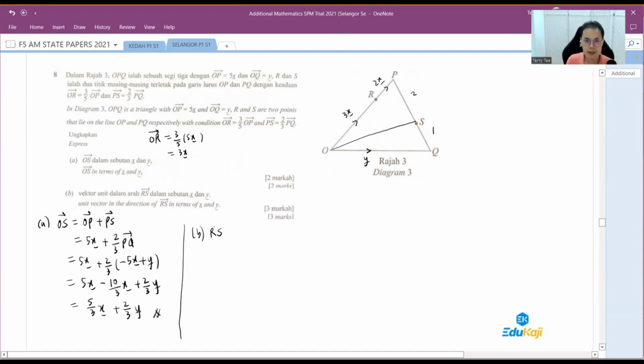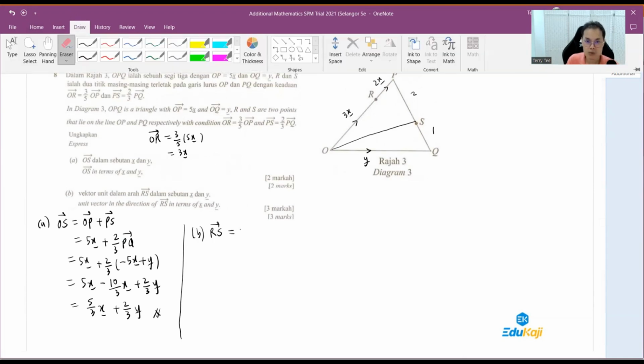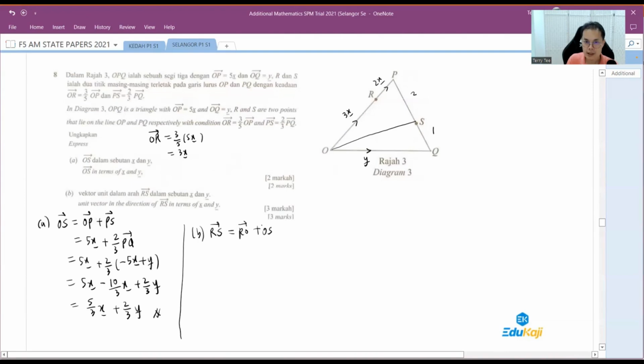Now, for me, it's actually easier to go R to O, O to S, because I already have vector OS. R to O, O to S. Let me just write this. RO plus OS. RO is opposite, so I'm going negative 3x. And my OS I already have here, 5 over 3x plus 2 over 3y. So this result is 5 minus 9, which is negative 4 over 3x plus 2 over 3y. You can't do it mentally, please use your calculator. It's not difficult.